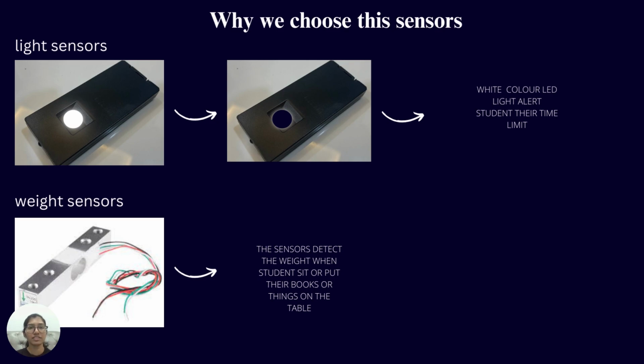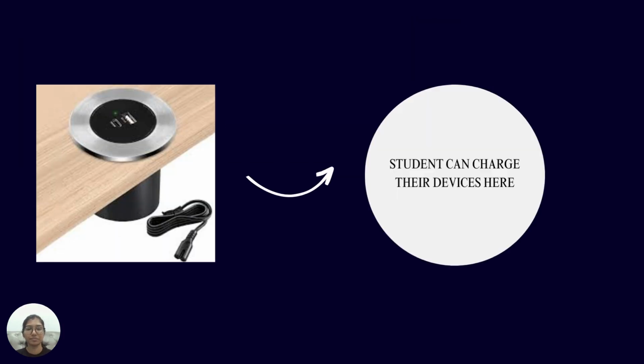So, why did we choose these sensors? For the light sensor, a white LED light alerts students of their time limit, and when the light goes off, students have to leave to make space for other students. The weight sensor is able to detect when students sit or put their books and things on the table. With the charging port, students are able to charge their devices here. Actually, we want to implement this kind of charging port, but due to the budget, we showed another kind of power supply in the video.